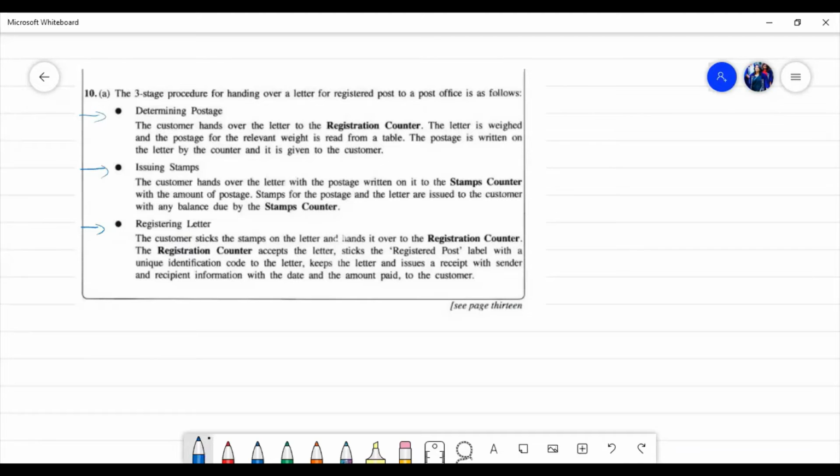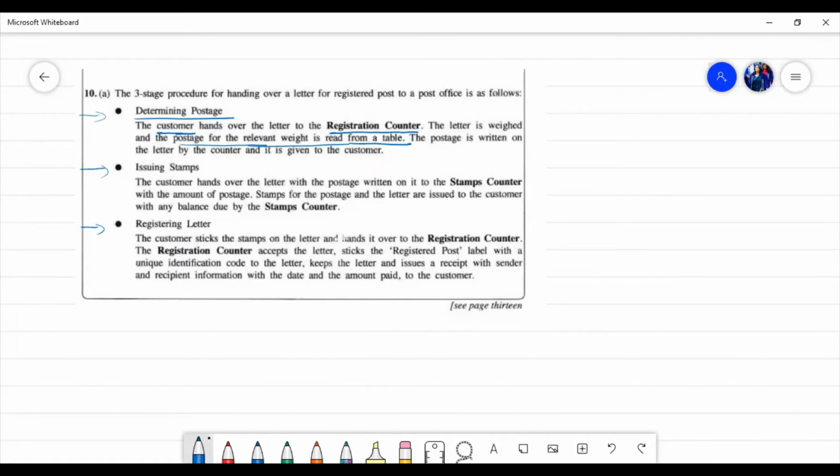First it says determining postage. The customer hands over the letter, so I feel the customer is an external entity. The customer hands over the letter to the registration counter, and this is about determining postage. The letter is weighed and the postage for the relevant weight is read from a table. The postage is written on the letter by the counter and it is given to the customer. Again, the customer is there.